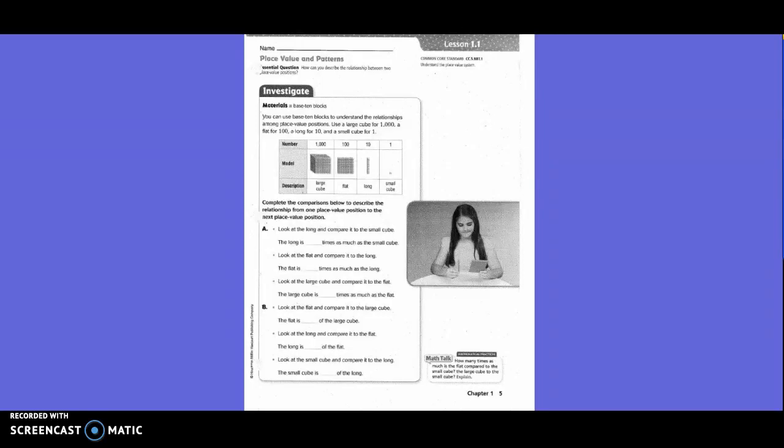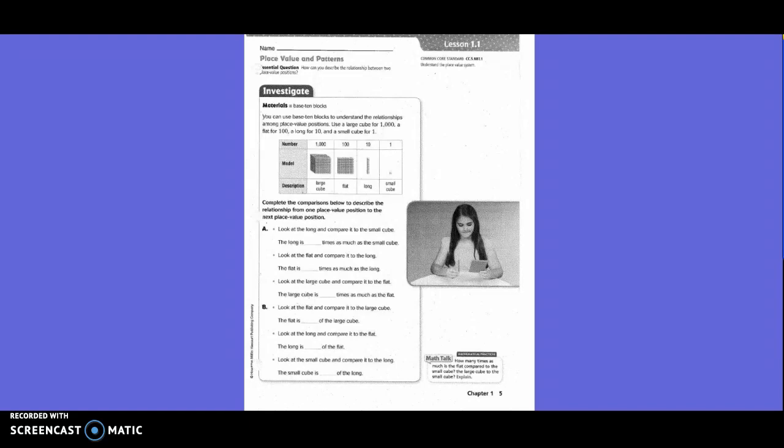Fifth grade, Chapter 1, Lesson 1, Place Value and Patterns. Investigate. You can use these 10 blocks to understand the relationships among place value positions. Use a large cube for 1,000. So here's our large cube for 1,000.